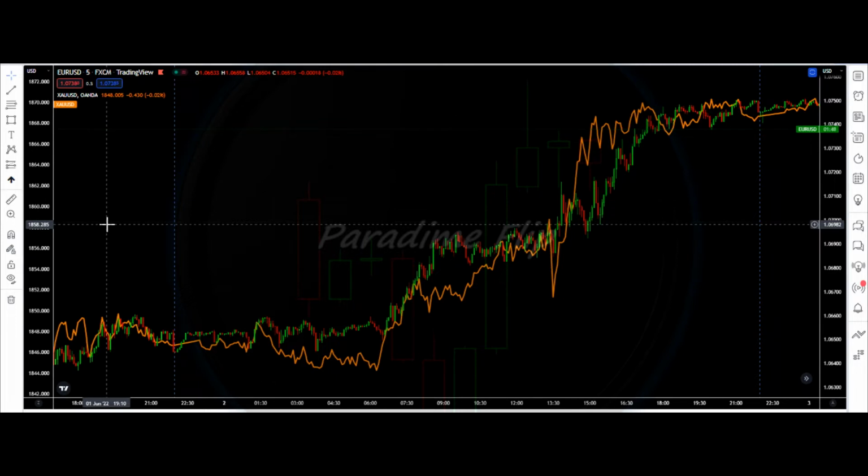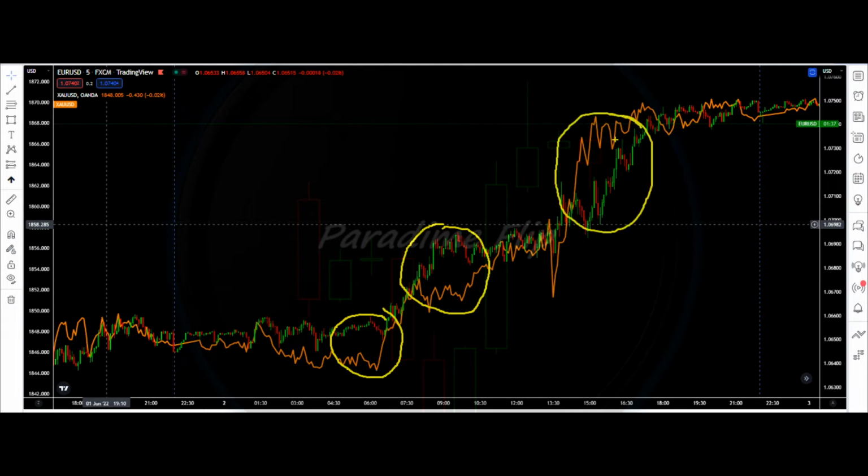Now, it's not all the time that they are positively correlated. There are times where this correlation breaks down on a macro and even a micro scale. So if you just take a look here, we can see a breakdown in correlation. You can see a little breakdown in correlation there and a little breakdown in correlation there.